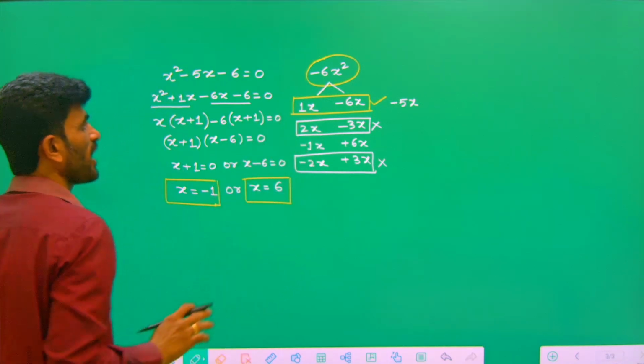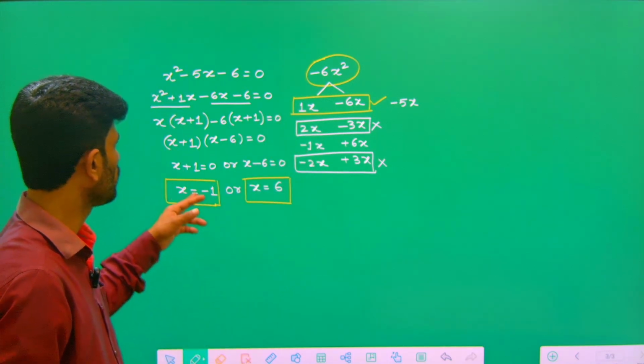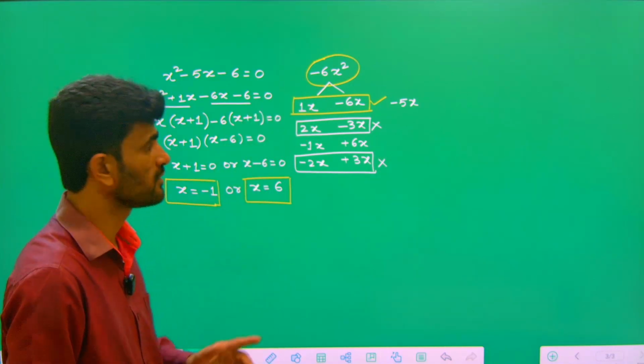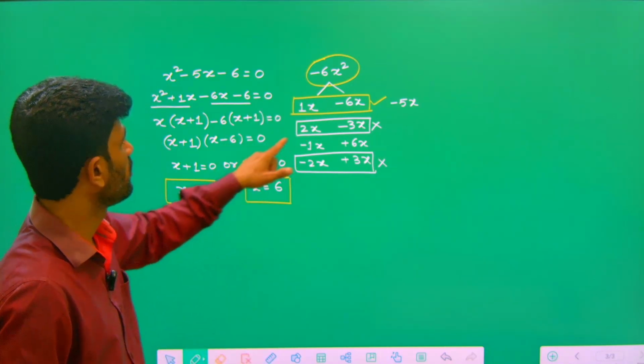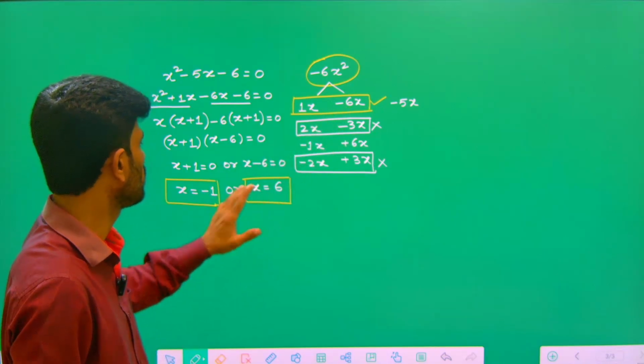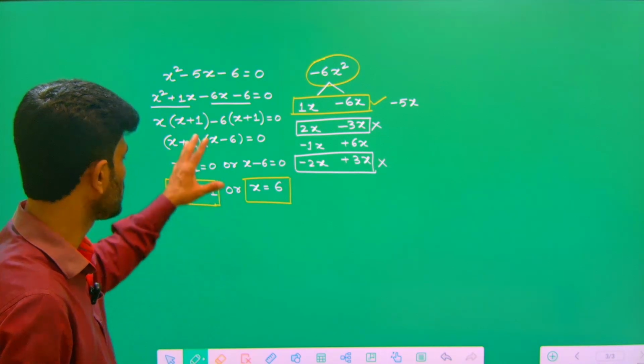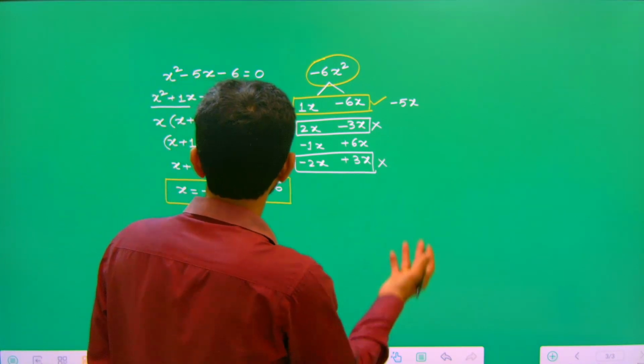See, one factor negative, one factor positive. Roots also negative, positive, opposite. Because we have taken plus 1x, root is minus 1. Because we have taken minus 6x, root is plus 6. So like this, we get opposite. This is one example. Now let us see one more at last.